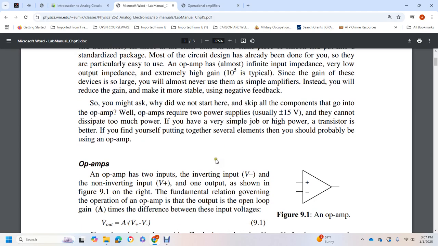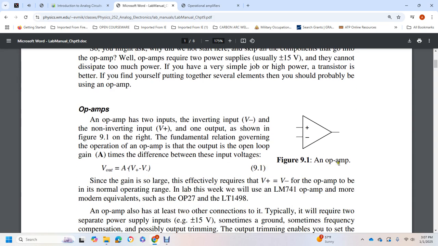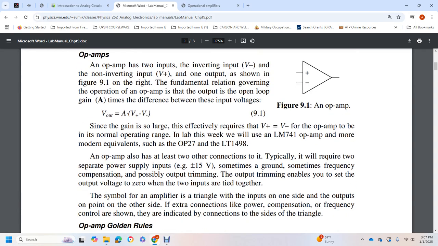An op amp has two inputs, an inverting input with negative voltage and a non-inverting input with positive voltage, and one output, shown in Figure 9-1 on the right. The fundamental governing operation: the output is the open loop gain A times the difference between the input voltages. In Figure 9-1, the op amp output voltage equals A times V positive minus V negative. The gain is so large that, in effect, V positive must equal V negative for the op amp to be in its normal operating range.